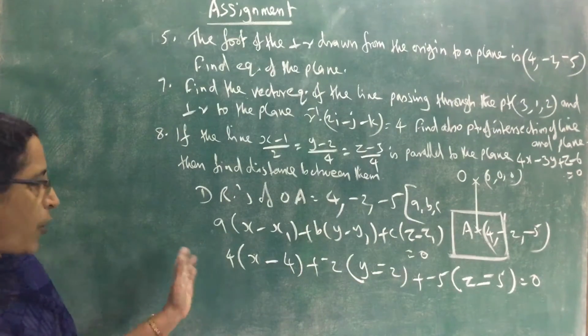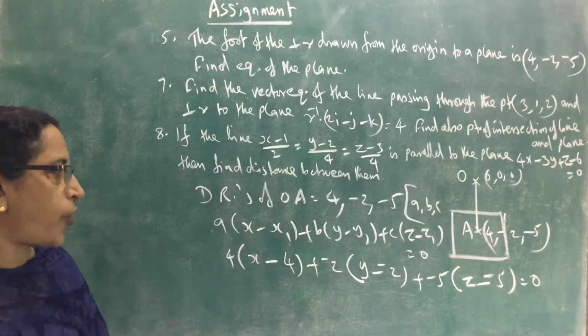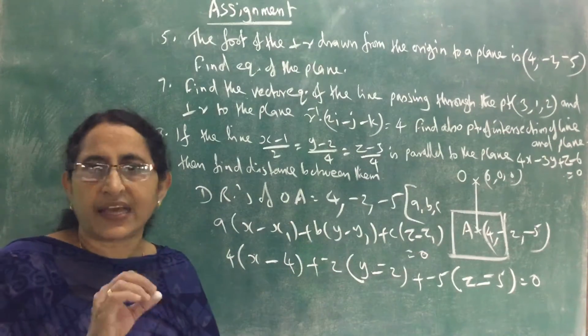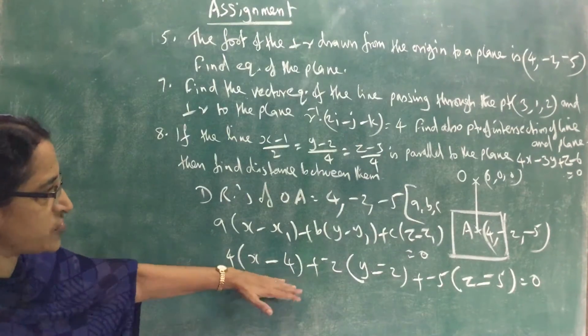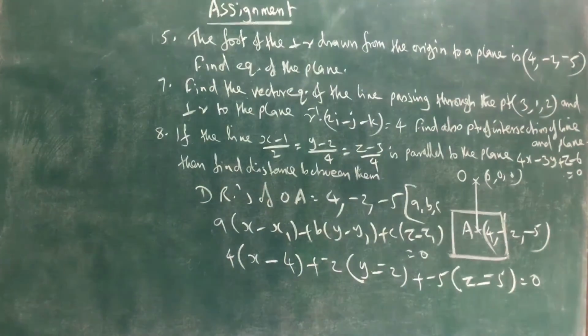Now we can simplify. Open the brackets, simplify, and write it in the form ax plus by plus cz equal to d. In that form, simplify and write the equation. So this is the required equation of the plane. Now we will do the next one.